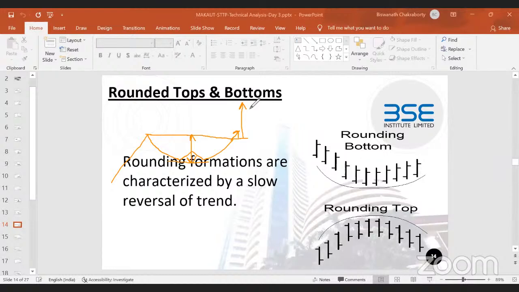And rounding top is just the opposite of that. The stock price went up, was unable to sustain, and gradually started declining. Here is the support. Once it is able to breach it, then this gap can be the target on the downside. So again, going to open a chart. Let us find the tops and bottoms.